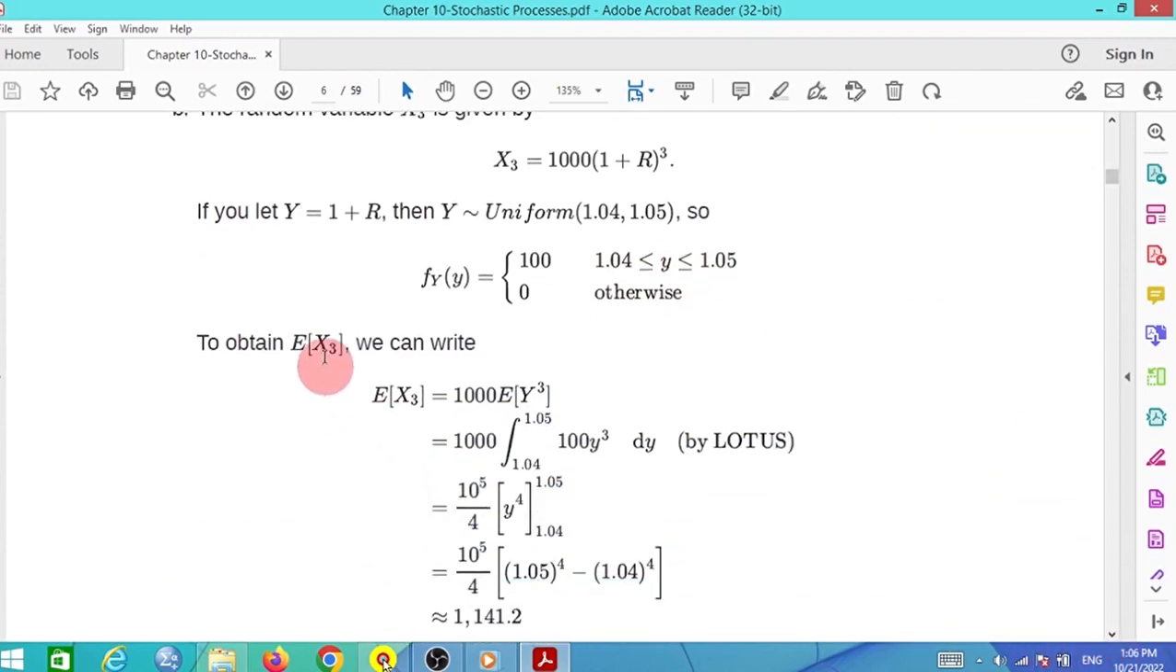So to calculate the expected value, calculate this. This is a constant, so take it out of the expectation. So we must calculate the expected value of Y^3. This is a constant.